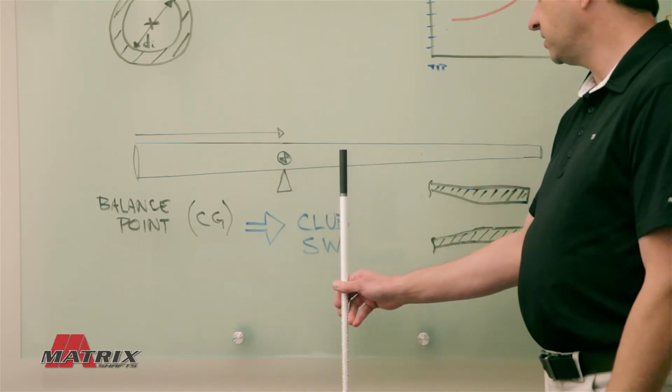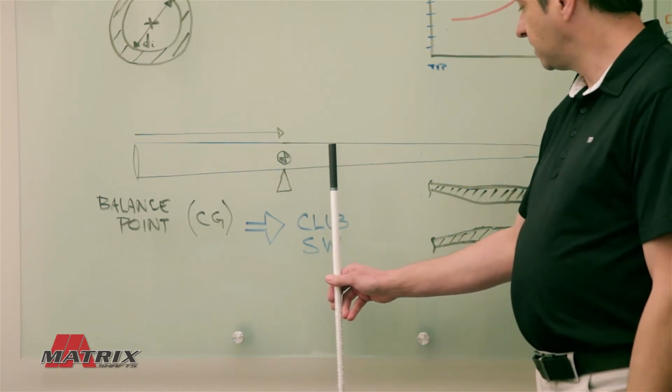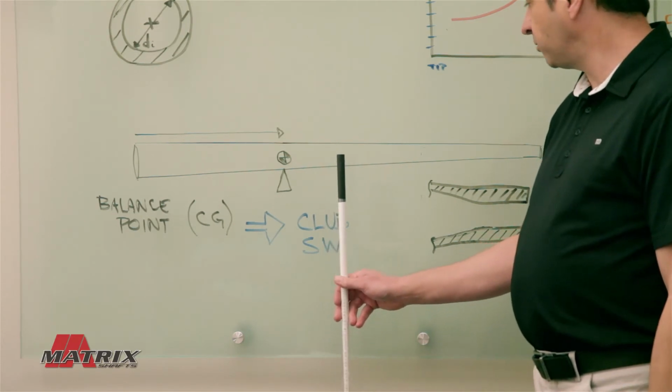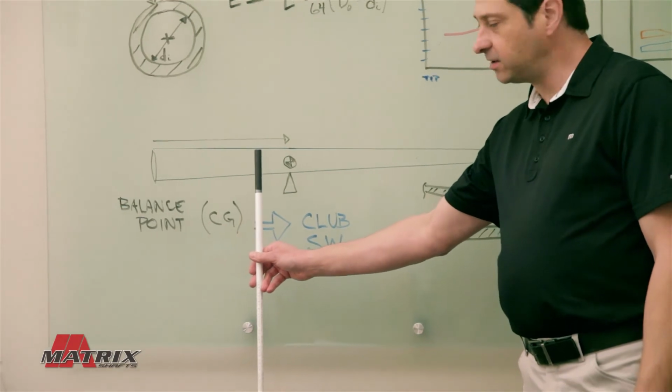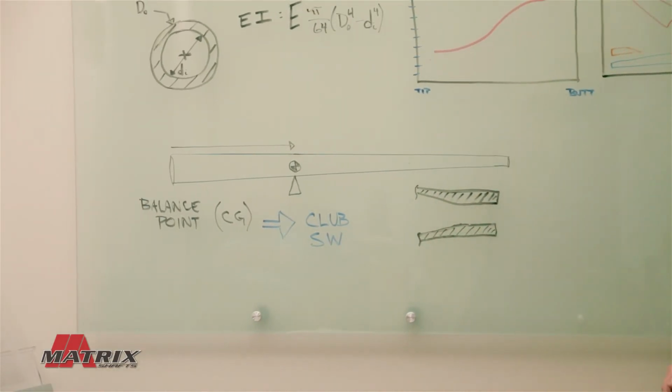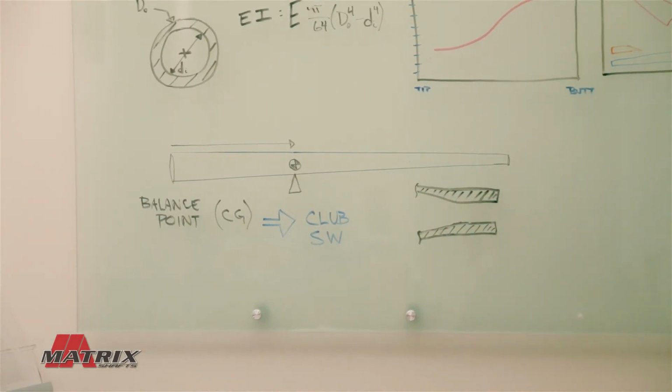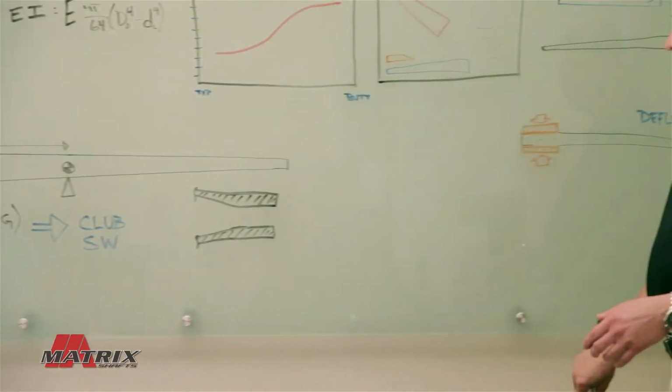When you move the CG down towards the tip, it will increase your club swing weight. If you move the CG towards the grip end, it lowers the club swing weight or allows you to use a heavier head or build a longer club and maintain the same swing weight. And you see that a lot today with the larger, higher MOI heads that are also built to a longer length.